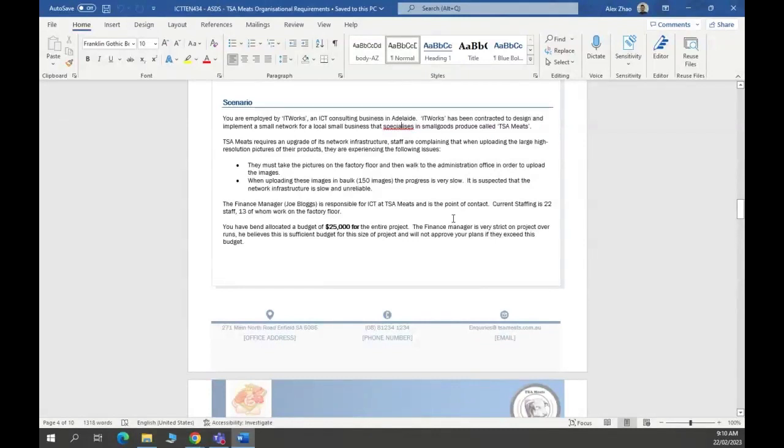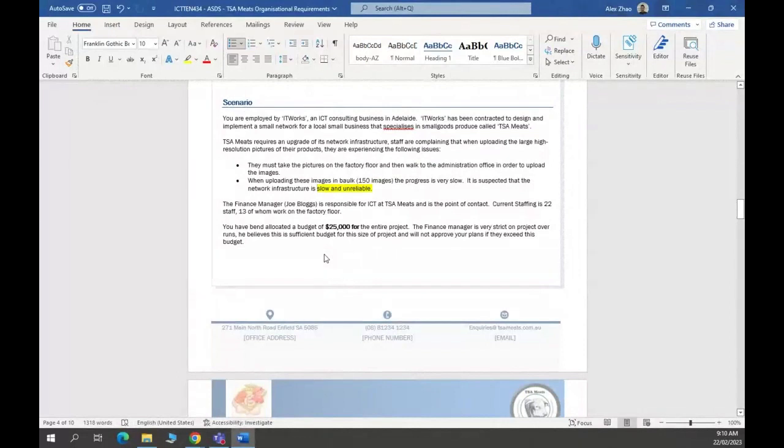When uploading these images in bulk, because they've taken so many images for their quality assurance, let's say 150 images, the progress is very slow. These are large, high-quality images, and the upload is slow. It is suspected that the network infrastructure is slow and unreliable. So that's a hint. It's slow and unreliable. Obviously there's no real network for you to investigate, but you can take that as a bit of a hint as to where the problem is going. There's a dude called Joe Bloggs.